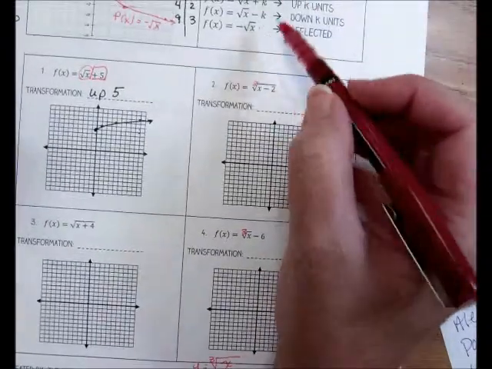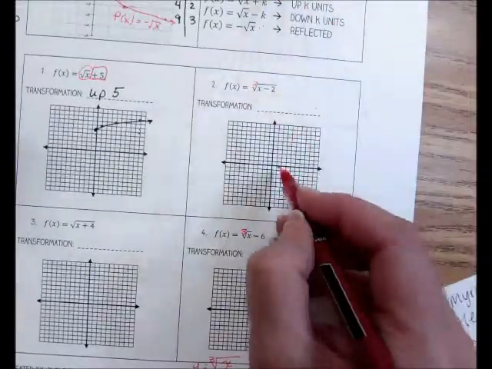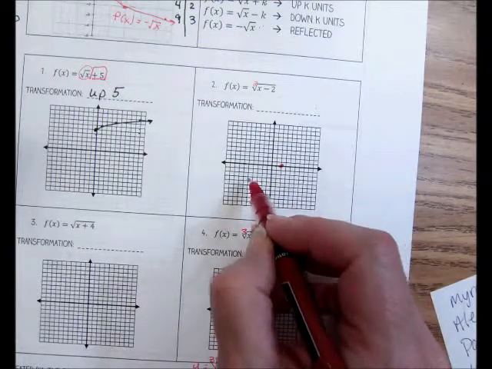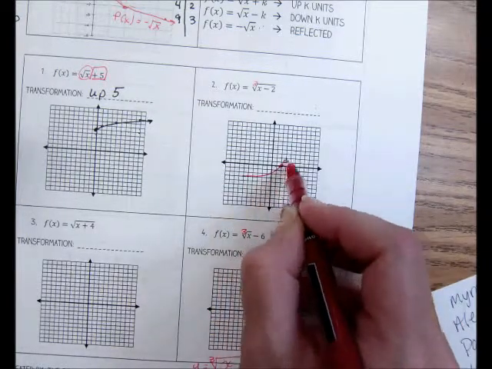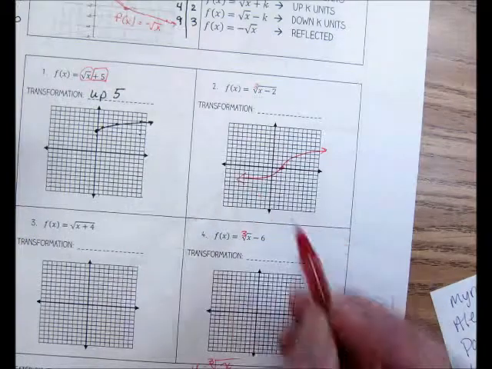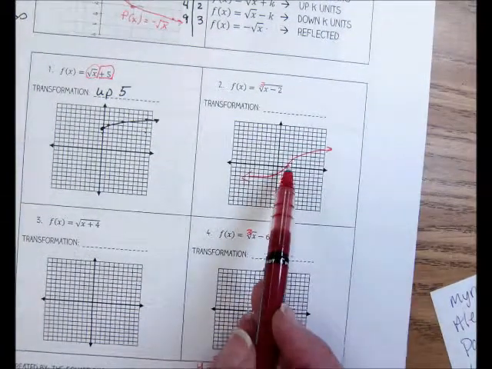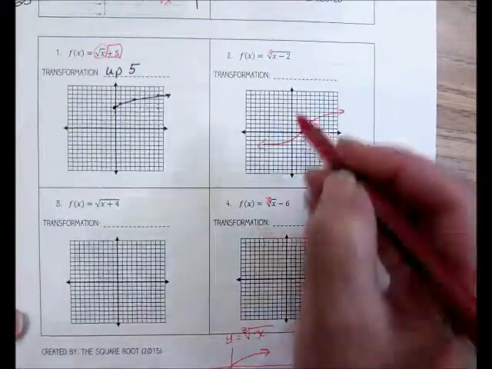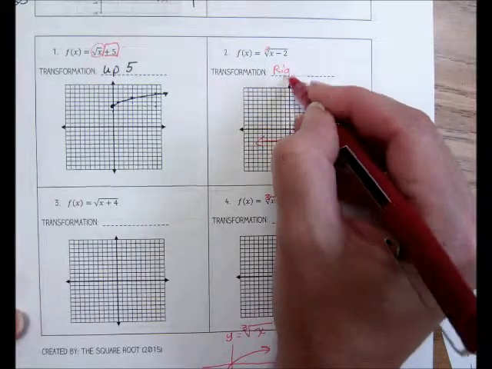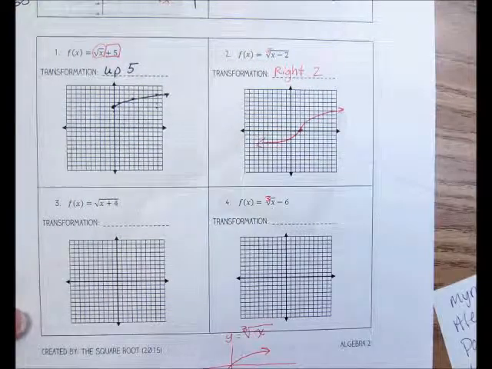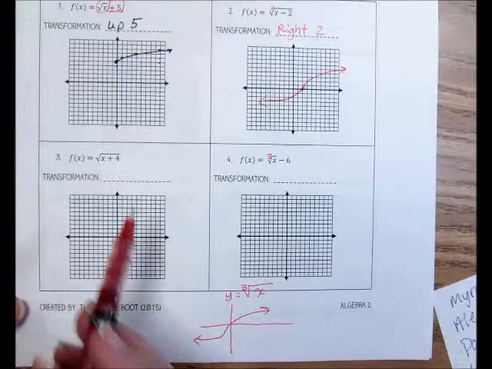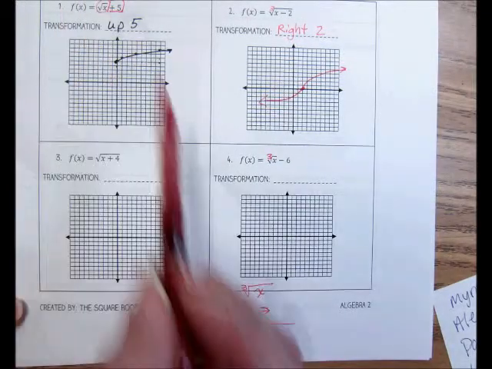And in this case, I have negative 2 under the radical, so I know I'm going to go right 2. And so my parent function is my cube root of x, so it's going to look something like this. And we're going to say right 2. Now, moving on to number 3, we're back to the square root function, parent function.